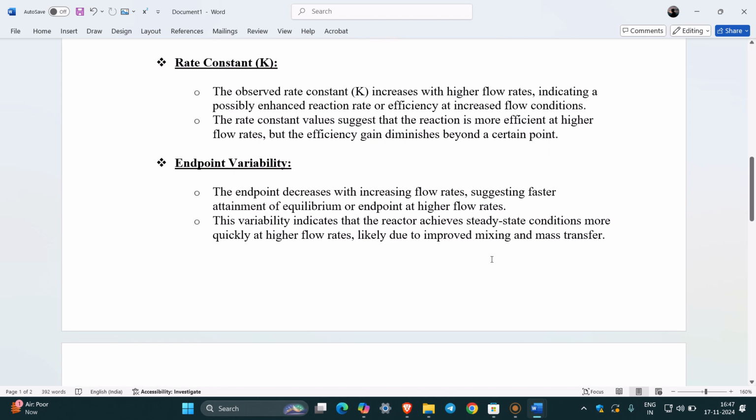Now, this variability indicates that the reactor achieves steady state condition more quickly at higher flow rates, likely due to improved mixing and mass transfer. So the reason for attaining faster equilibrium or steady state is improved mixing and mass transfer.